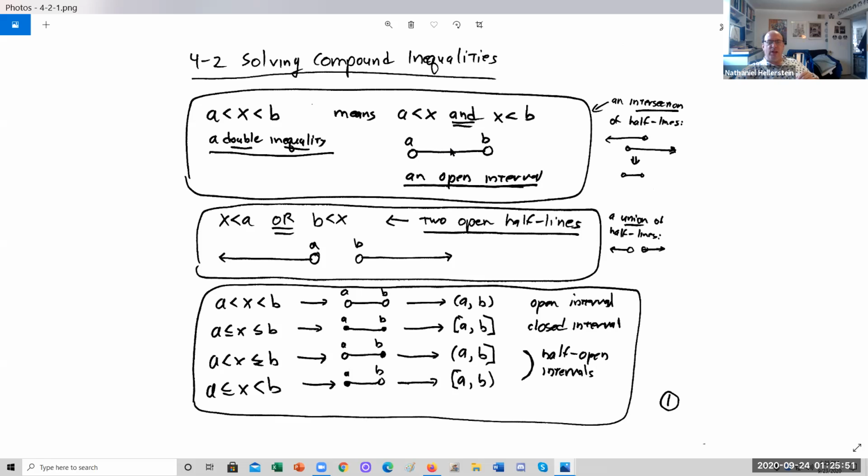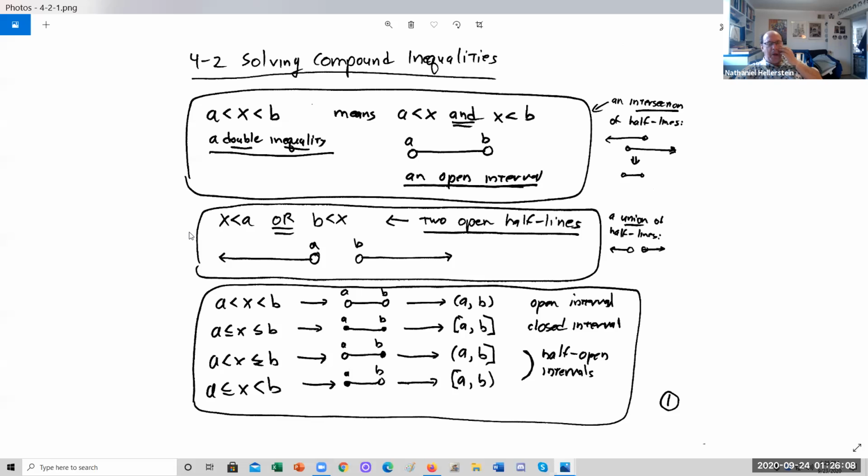This is an intersection of half lines. X less than B is this half line, everything to the left of B. And X bigger than A is this half line, everything to the right of A. And they overlap with this open interval.